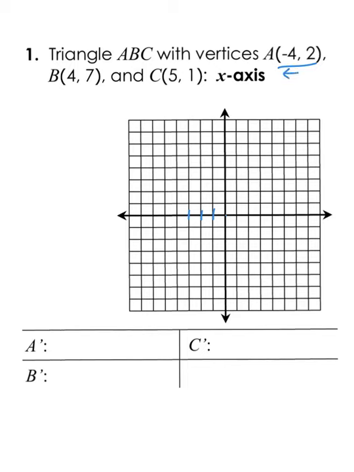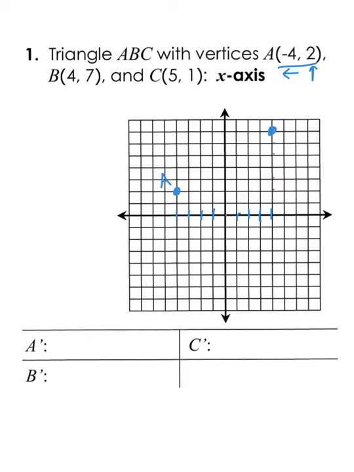So back 4 spaces, 1, 2, 3, 4. And then the 2 means you go up instead of down. So back 4, up 2. So there's my A. Go ahead and put a point and plot it. Remember, pause the video if you need to go grab graph paper, because it's going to be helpful for you to do it on paper and not just watch. All right, so B is 4, 7. Go back to the origin, go over to the right 4, because that's positive, and then up 7.